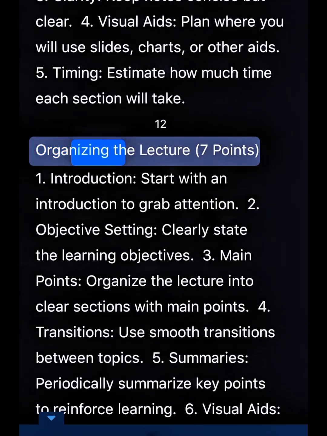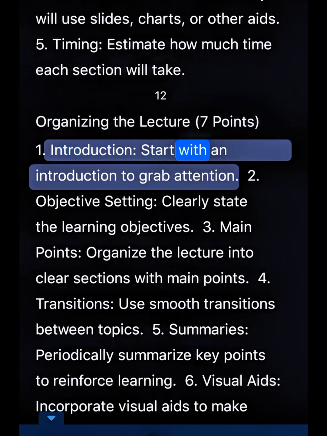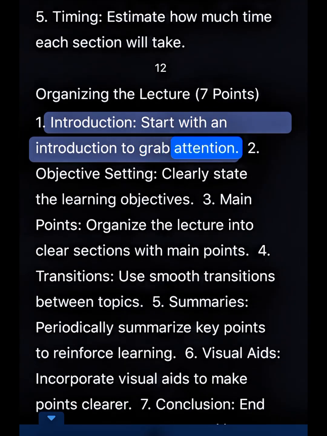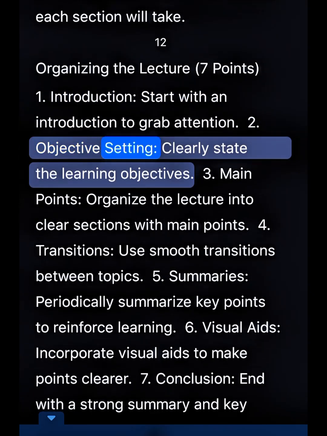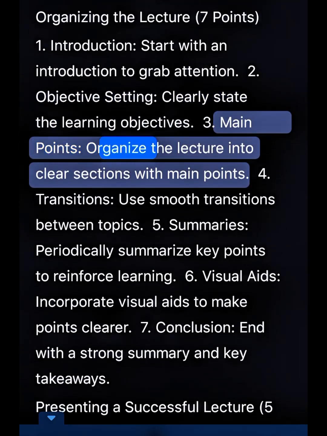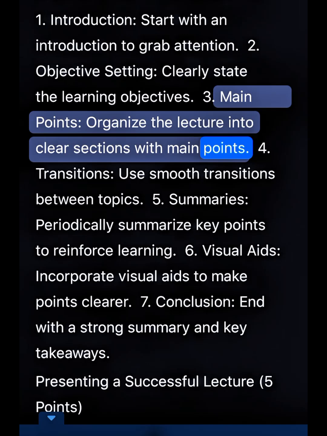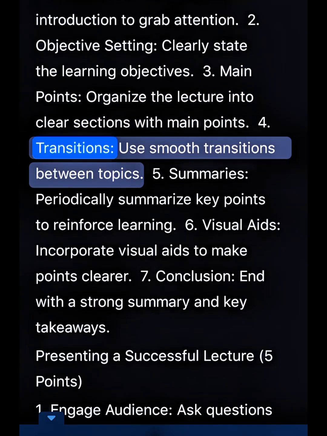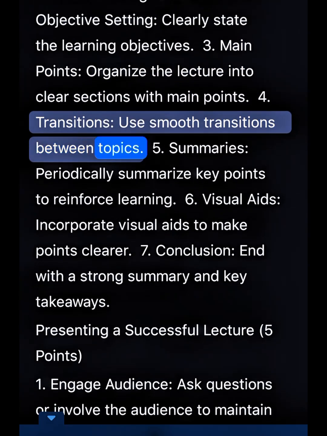12. Organizing the lecture. 7 points. 1. Introduction. Start with an introduction to grab attention. 2. Objective setting. Clearly state the learning objectives. 3. Main points. Organize the lecture into clear sections with main points. 4. Transitions. Use smooth transitions between topics.